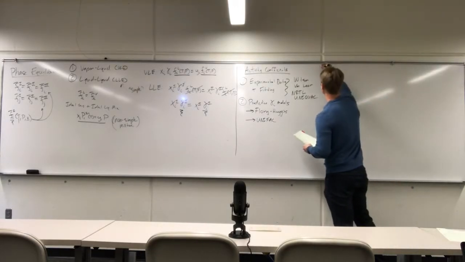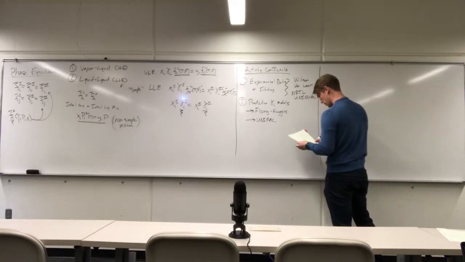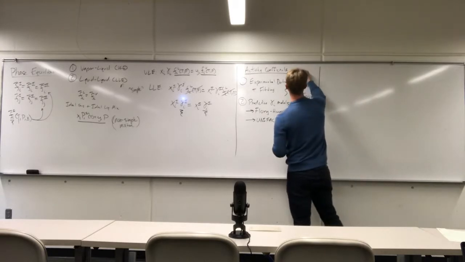So let's talk about the simplest one. This is going to be, what do we call it here? It is the one-constant Margules. Sorry, let's add this to the list.